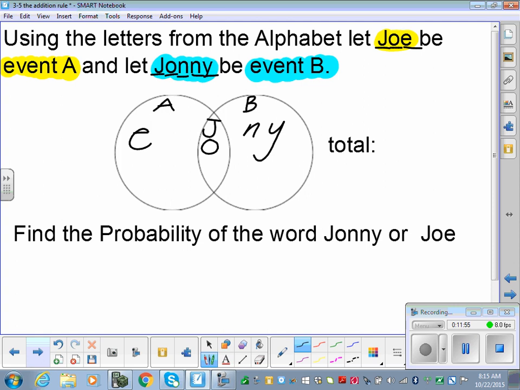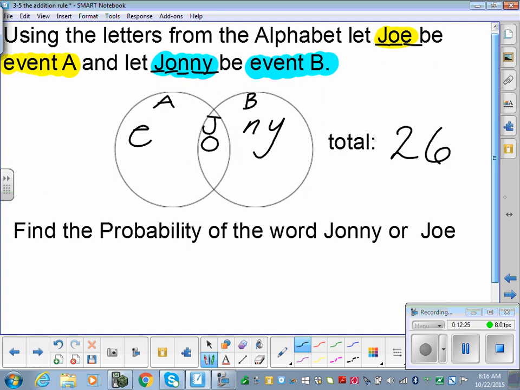Okay, questions. Now floating on the outside is the rest of the alphabet, but I'm not going to write that out. All right, so now let's go ahead and move on. It says find the probability this time of the word Johnny or Joe. Well, first of all, to be able to find probabilities, we need the total, right? We always need the total. So how many total letters are there in the alphabet? 26 total letters. Questions on that? All right, let's go ahead and practice this then.